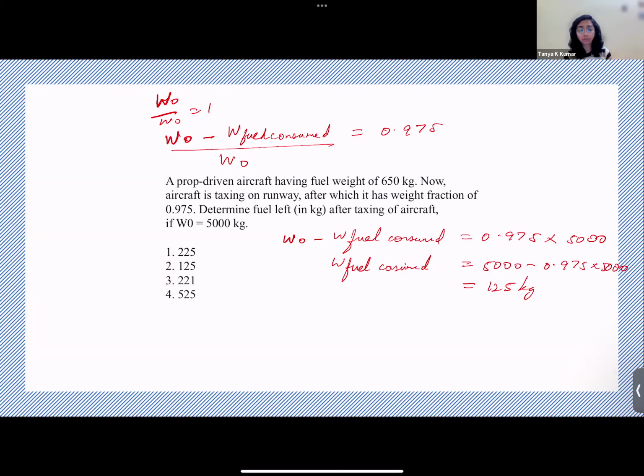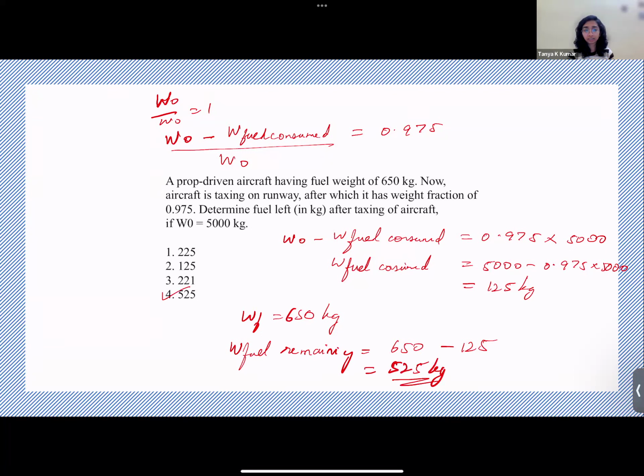Original fuel, how much fuel do we have completely? Weight of fuel is 650 kgs. Now weight of fuel remaining is 650 minus 125. So it will be 525, right? So the answer is 525 kgs. Okay, let's move on. Is this clear? Okay, let's move on to the next question.